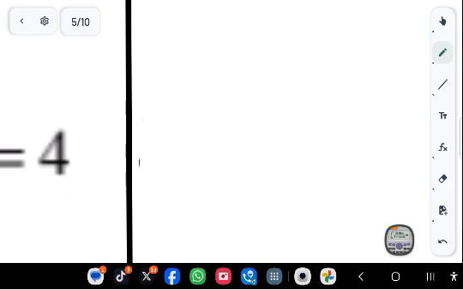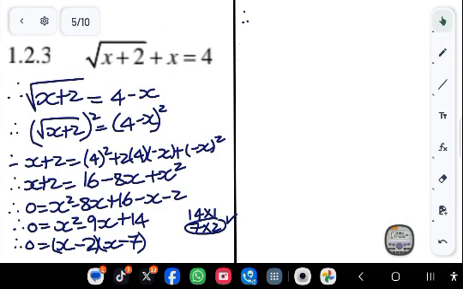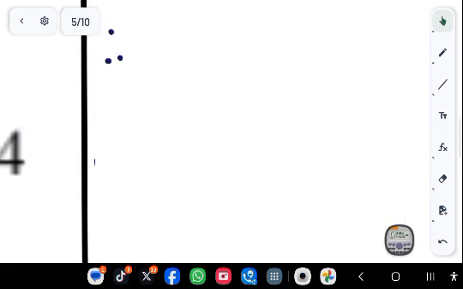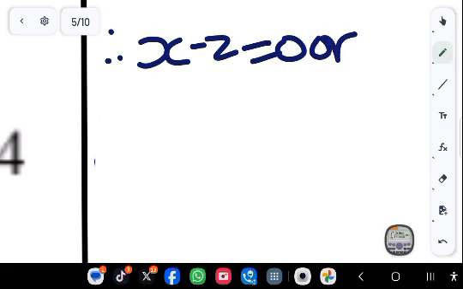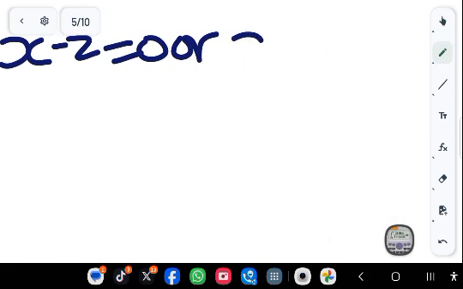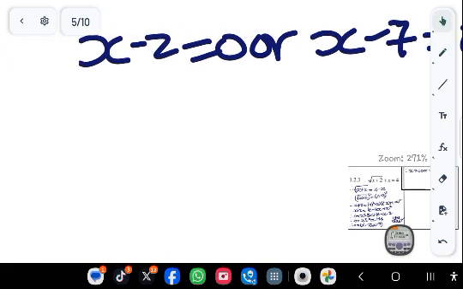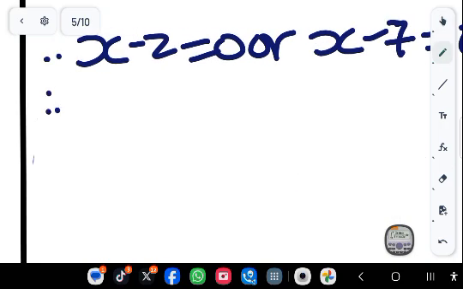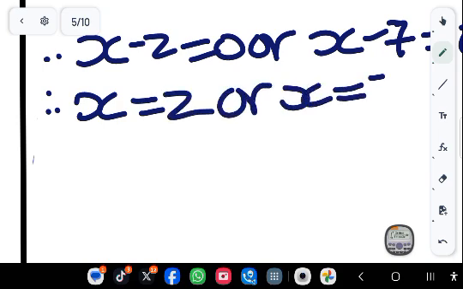Now the step I always say do not skip, so that will be x minus 2 equals to 0, or x minus 7 equals to 0. Therefore x equals to 2 or x equals to 7.